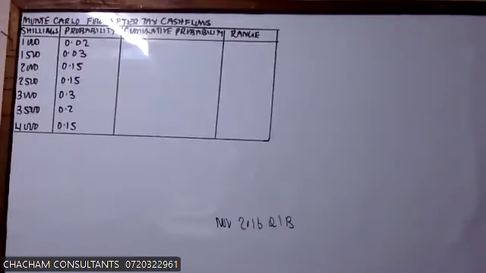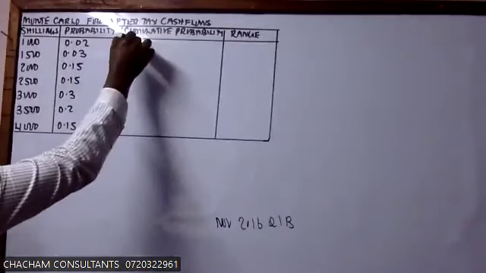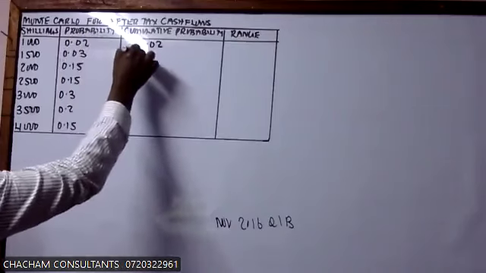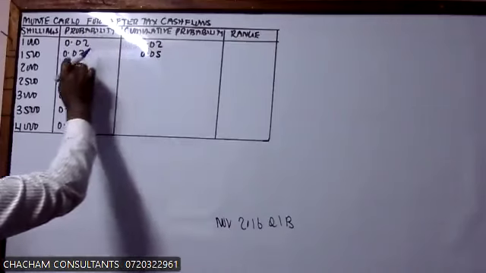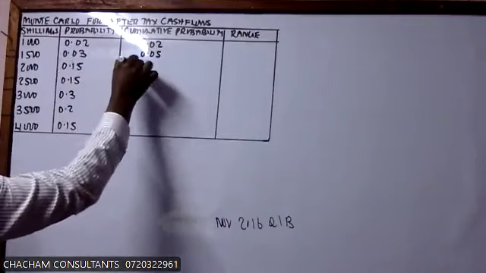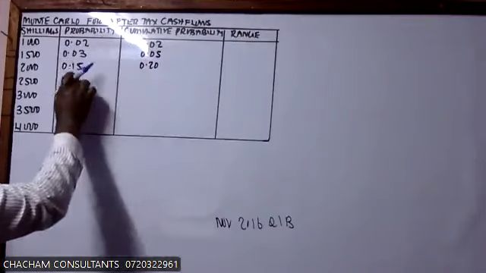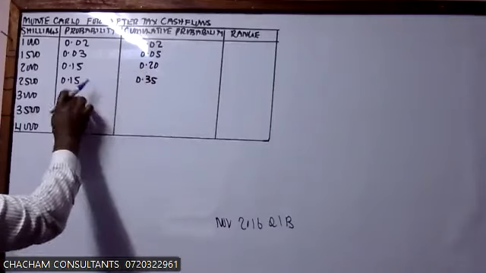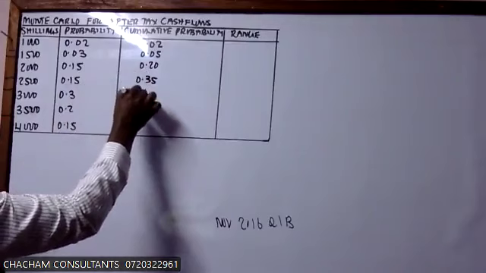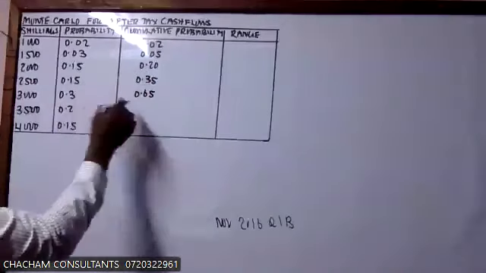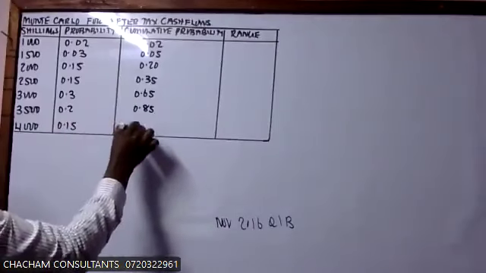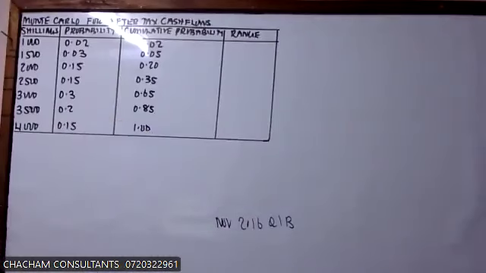For the cumulative, I hope you remember we said you just cumulate here 0.02, you add this one to get 0.05. You add this, you get 0.2. You add this to get 0.35. You add this to get 0.65. You add here, you get 0.85. And you add here, you get 1. That's how we get the cumulative.